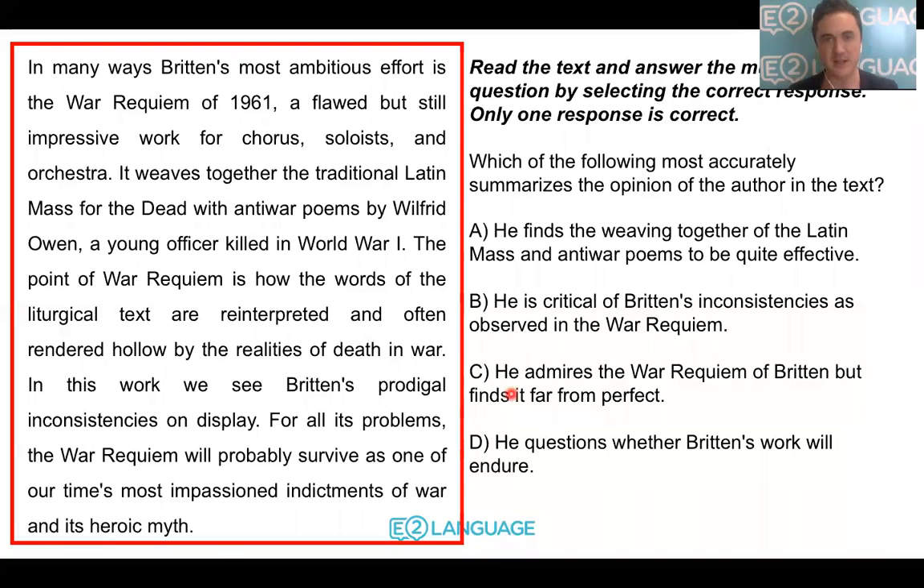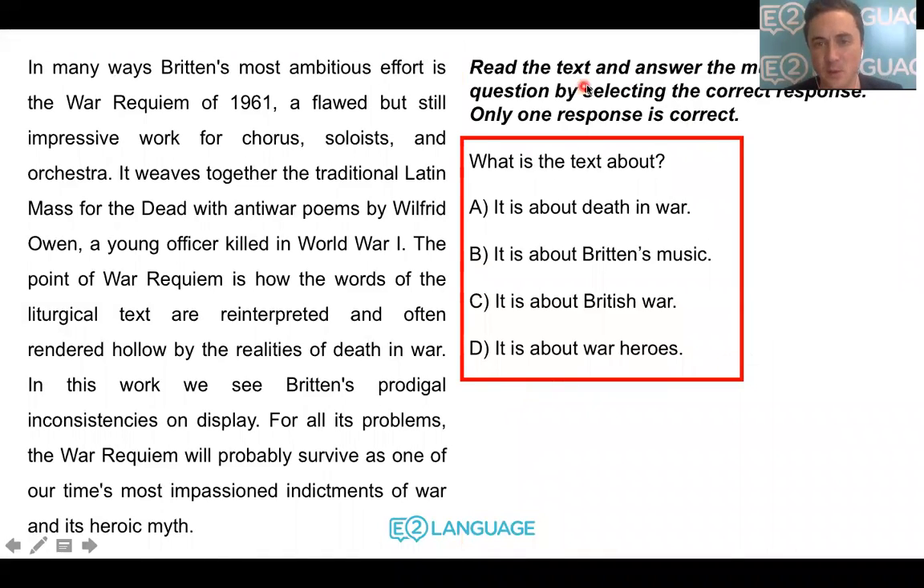Okay, that's 30 seconds. So here's a little question. What is the text about? You should be able to speed read the text and get a general idea of what it's about. Is it about A, death in war? Is the text about B, Britain's music? Is the text about C, the British War? Or is the text about D, war heroes? Okay, so put into your Q&A whether you think it's A, B, C, or D.